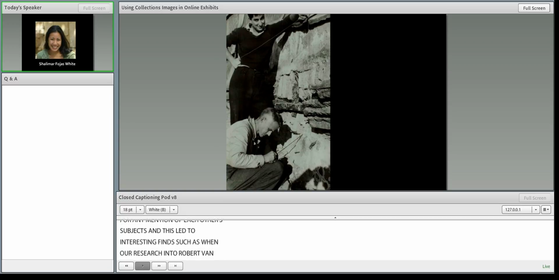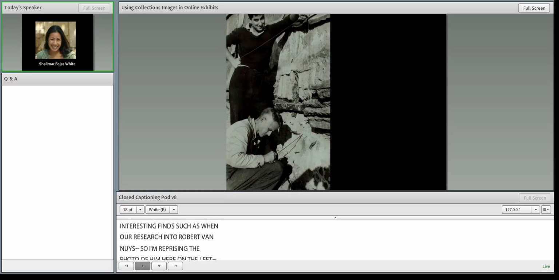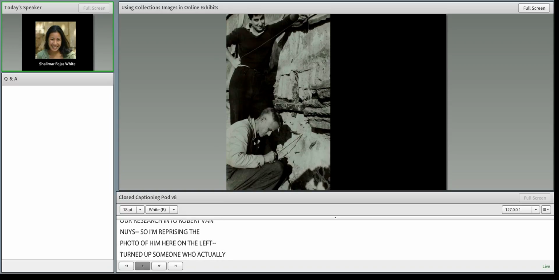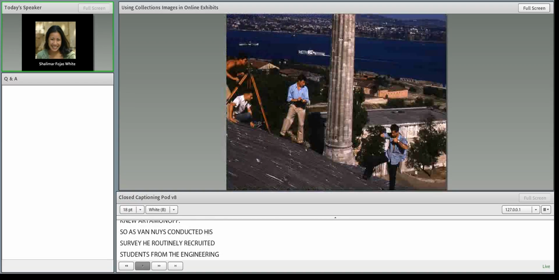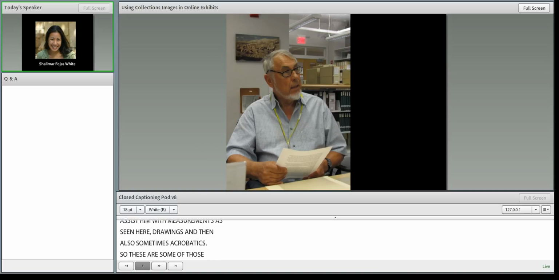So as Van Nuys conducted his architectural survey, he routinely recruited students from the engineering department at Robert College, if you recall, Artamonoff's alma mater, to assist him with measurements, as seen here, drawings, and then also sometimes acrobatics. So these are some of those engineering students on the dome of Hagia Sophia. So one of these student helpers was a man named Evgeny Vernigora. We had contacted him to ask questions about Van Nuys and to see if he recognized anyone from the list of names that we sent, which included Artamonoff.